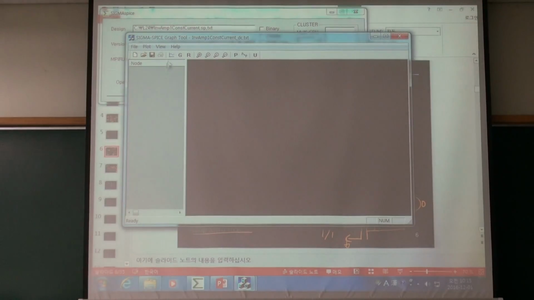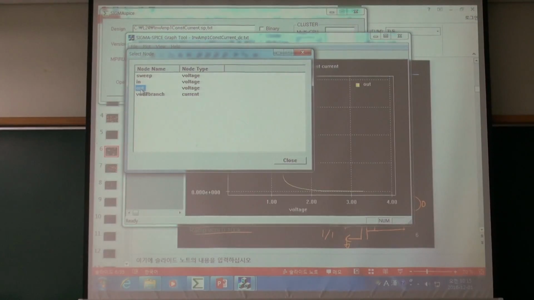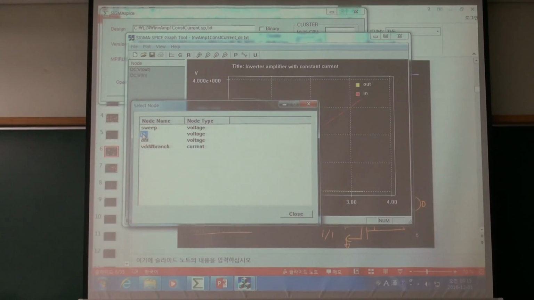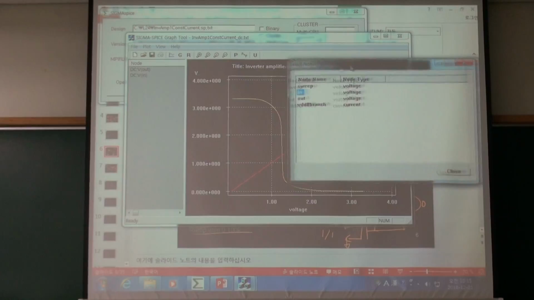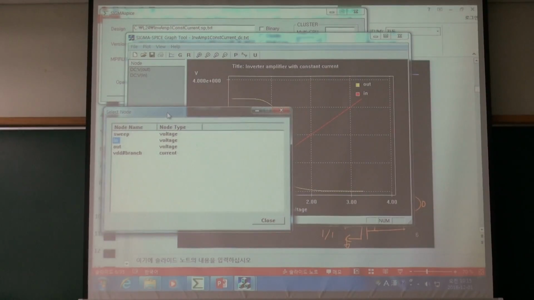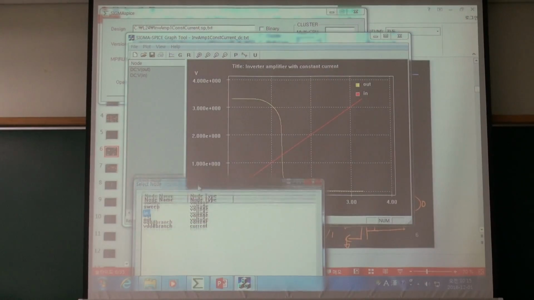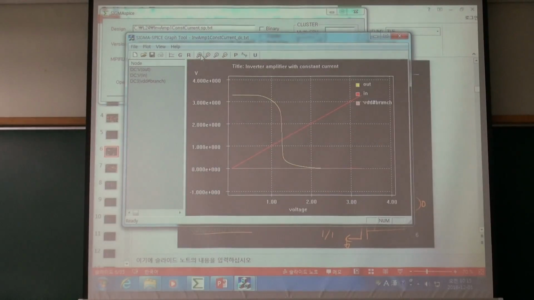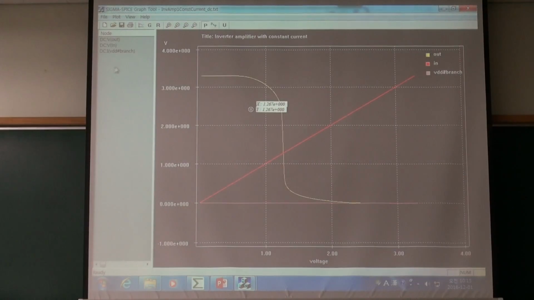So, oh yeah. Works fine. Yeah, what is my logic threshold? Let me see. My logic threshold, let's put my current there. So where is my logic threshold voltage? Here. Yeah, my logic threshold is 1.267 volt, right?